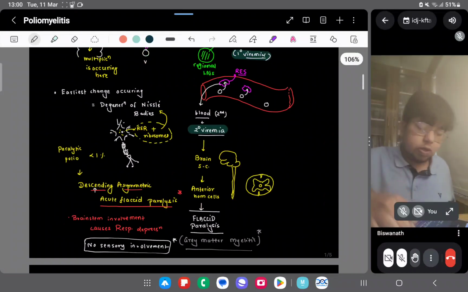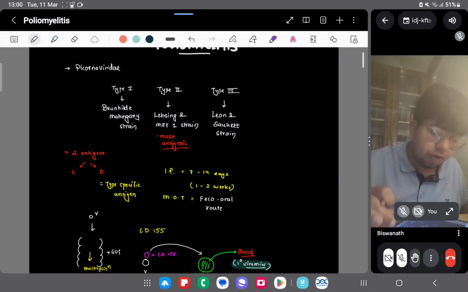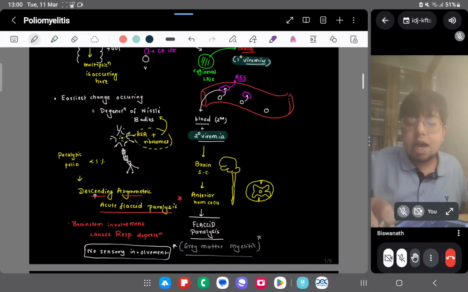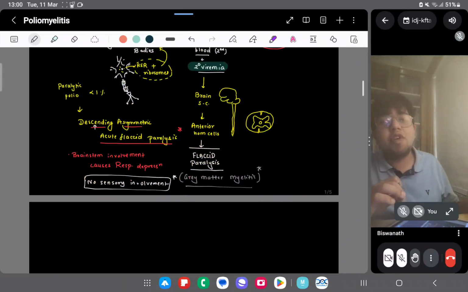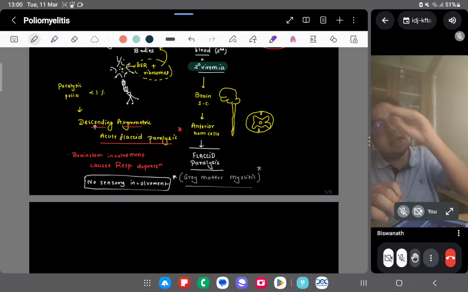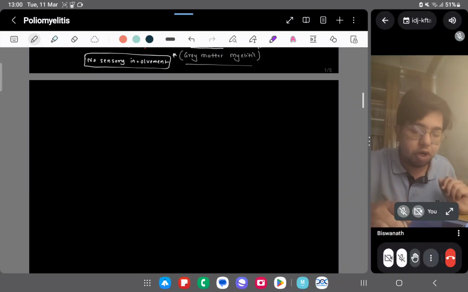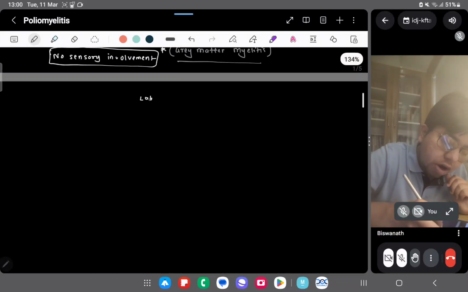So this much of pathogenesis and clinical features is, I guess, sufficient for your exams. After this, let's move on to the microbiological part, and after that, we'll move to the vaccines. So we'll move on to the next part, that is the lab diagnosis of polio, right? How can we diagnose it? Lab diagnosis.